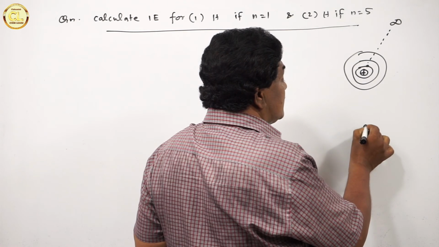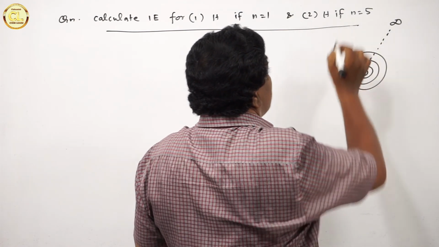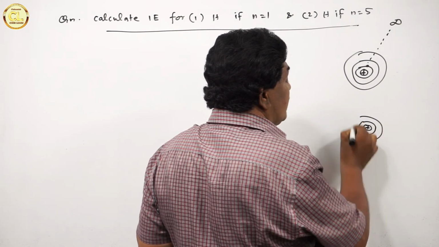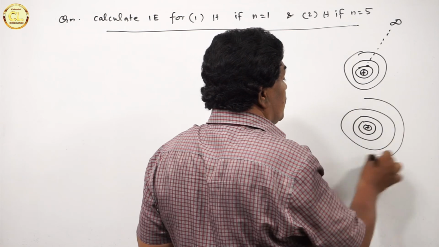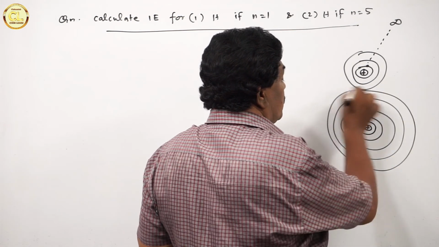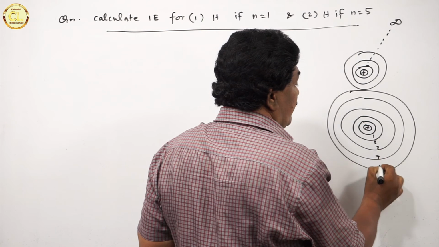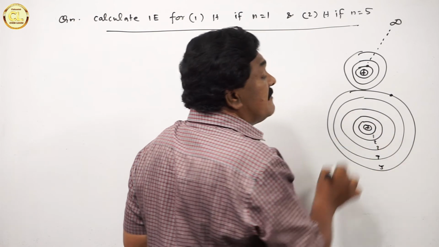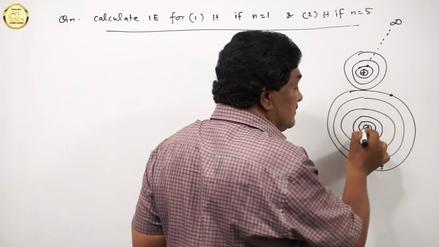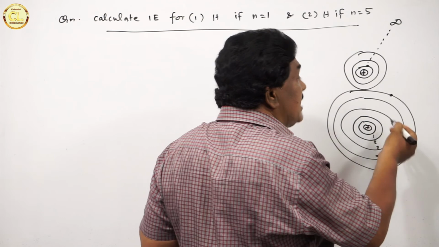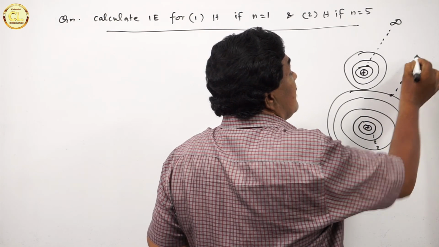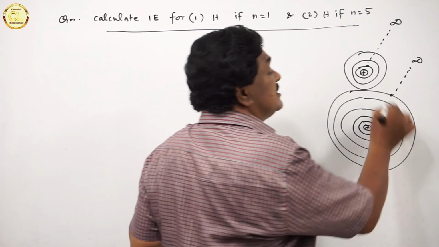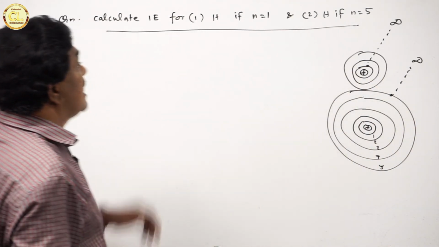In the case of the hydrogen atom where the electron is initially present in the fifth level, one, two, three, four, five, the electron is already present in the fifth level. We must supply some energy to break the force of attraction between nucleus and electron to bring the electron to the infinite level. That much energy is the ionization potential if n is equal to 5. Let us calculate them.